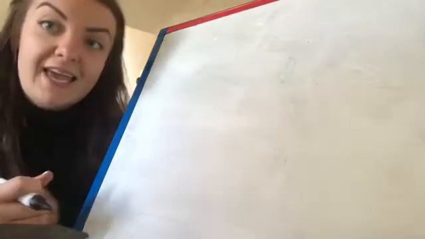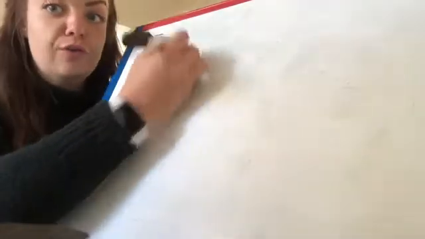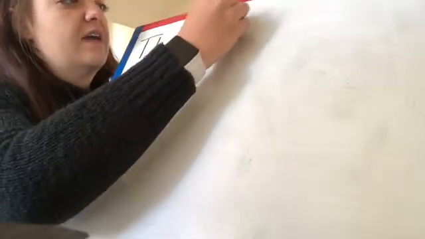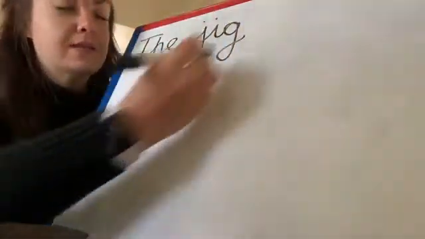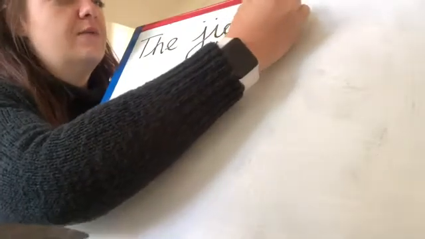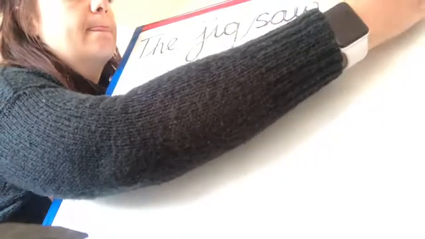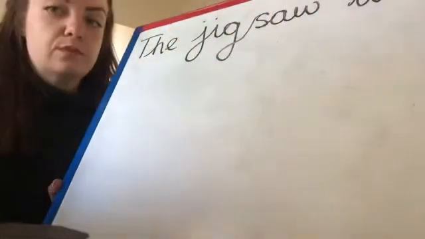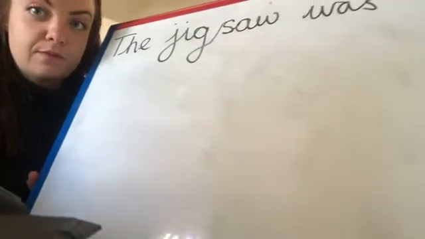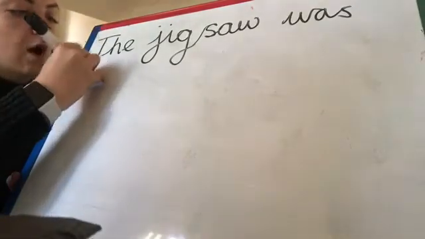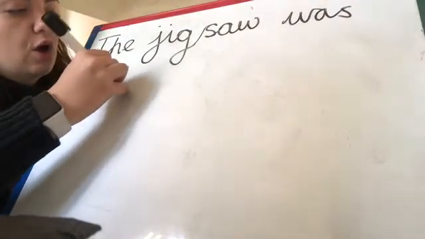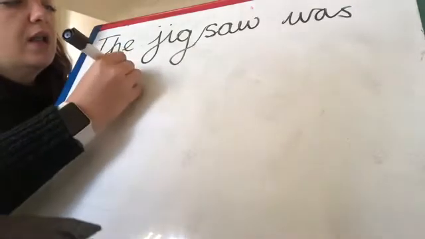Okay, now let's see how well you have done with those sentences. So the first one, the jigsaw was complete. Even if you don't know, you can use your phonics to sound it out. J-ig. And we did saw, not last week, the week before. Jigsaw. The jigsaw was. Oh, can't see my board there. Back a bit. There we go. Was complete.